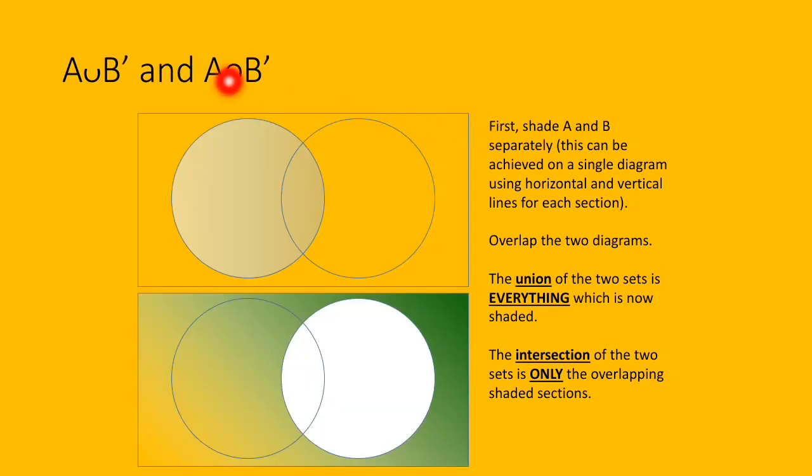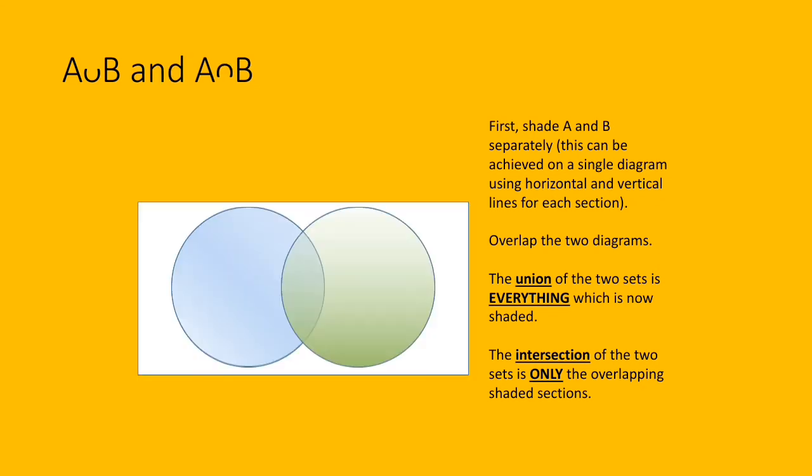Okay students, here you can see A union B complement and A intersection B complement. B complement means that A, this area, will be shaded, and B complement means the area which is outside the set B. So this one is the set B.